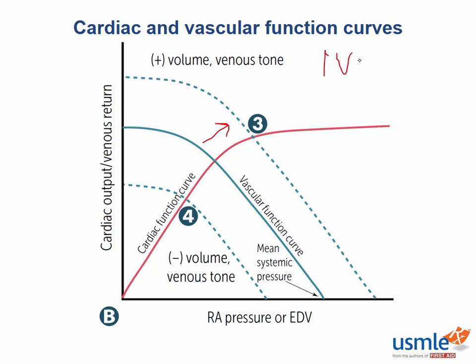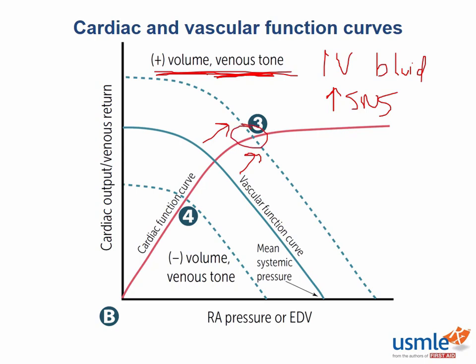Similarly, as with an IV fluid bolus, increased sympathetic nervous system activity will increase the venous return by causing venoconstriction, or constriction of our veins. And this increase in venous tone pushes the blood volume back from the cavas into the right atrium and into the heart's circulation. So we see that when we have an increase of volume or an increase in venous tone, we see an increase in the vascular function curve and an increase in venous return. As such, we see an increase in cardiac output for any given end-diastolic volume.